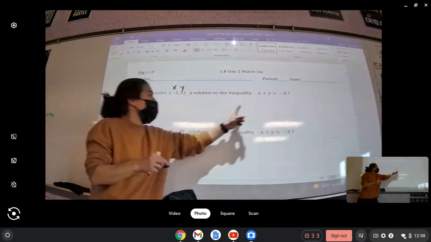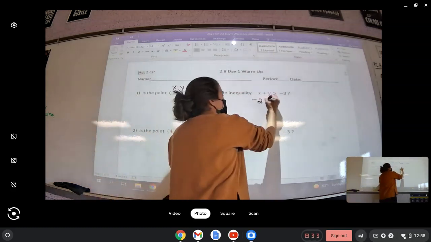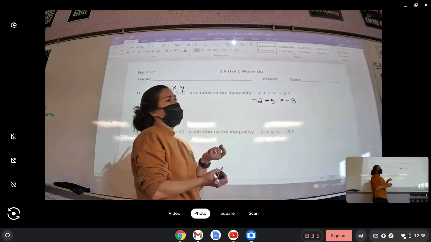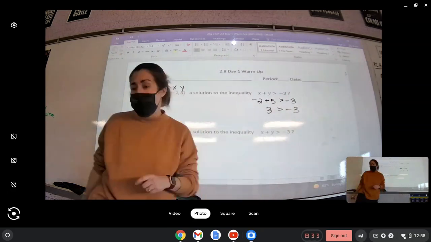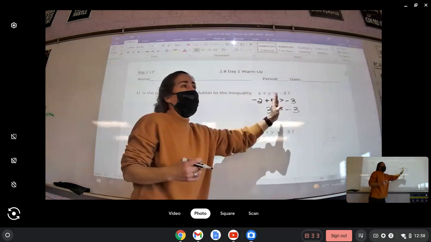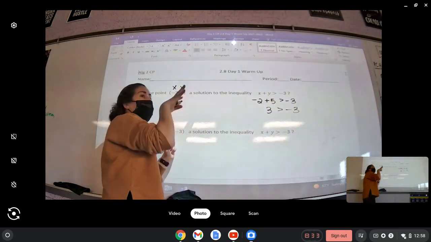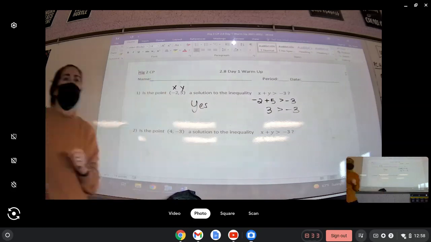So if I plug -2 in for x and 5 in for y, it's going to say -2 plus 5 has to be greater than -3. What is -2 plus 5? It's 3. Is 3 greater than -3? Yeah. So that means that this point made that inequality true. So it means that this x and y value are a solution to that statement. So the answer is yes.